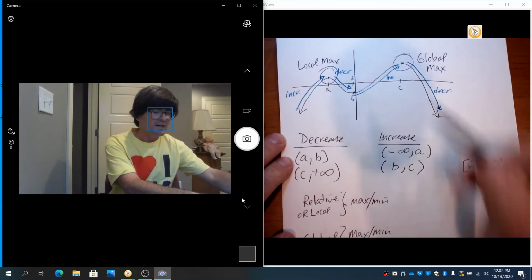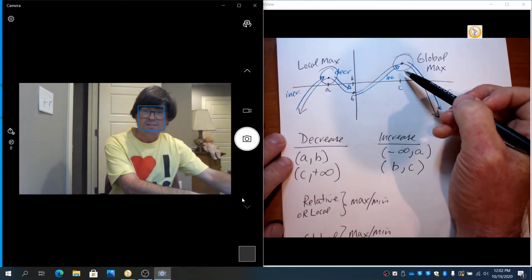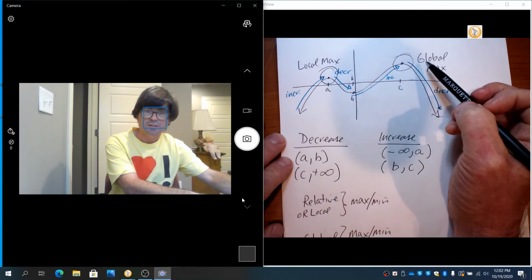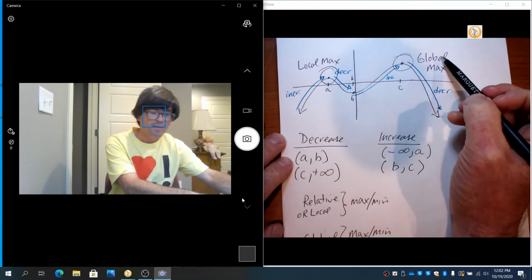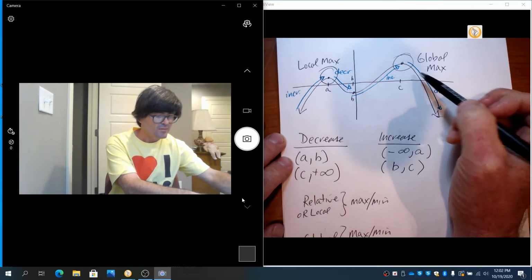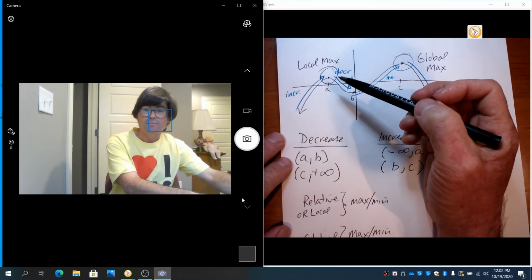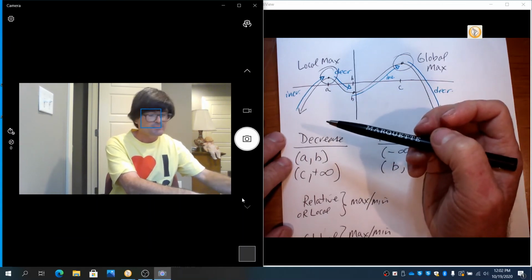Because not only is it the highest in its little region, it also is the highest anywhere in the whole graph. It's the highest part in the whole graph. So that's called a global max. You could also call it an absolute max. And you could call this a relative max, whatever. Both words mean the same thing.